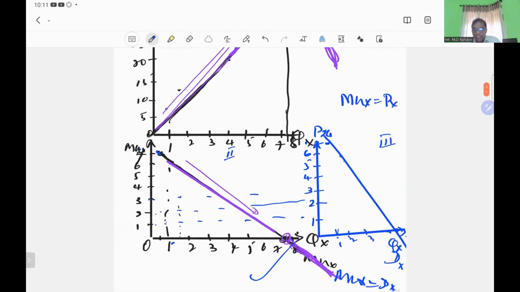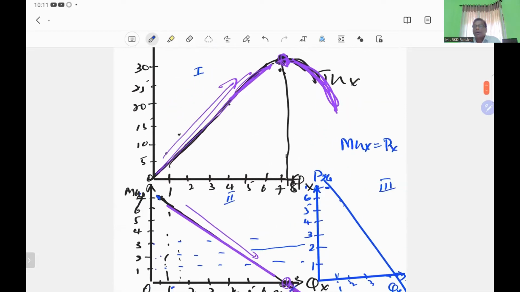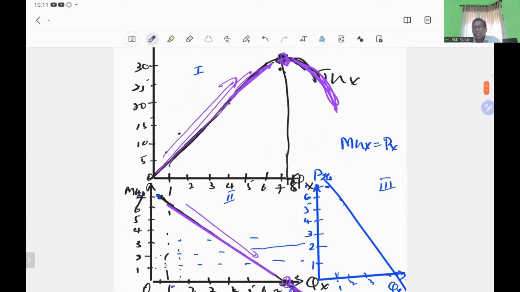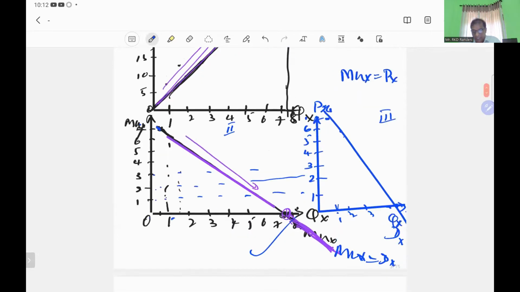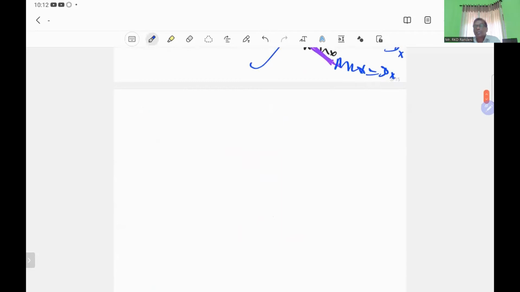Now we can prove that according to the utility theory or diminishing marginal utility theory, the demand theory or price theory is also inside the theory, that is activating, that demand theory inside the diminishing marginal utility theory.